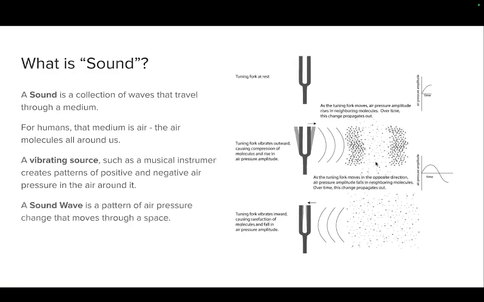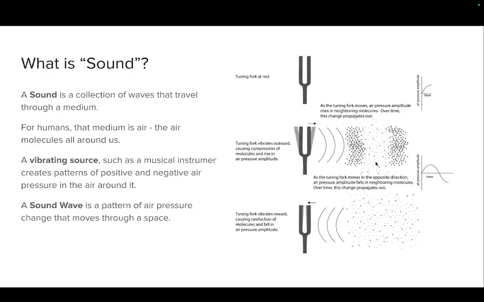First, let's talk about what a sound actually is. When we hear a sound, it is a result of a chain reaction of multiple elements working together perfectly to create a sense of sound occurring. A sound is a collection of waves that travel through a medium. For humans, that medium is air. The air molecules all around us respond sympathetically to a sound source because it vibrates. A vibrating source, such as a musical instrument, creates patterns of positive and negative air pressure in the air around it.